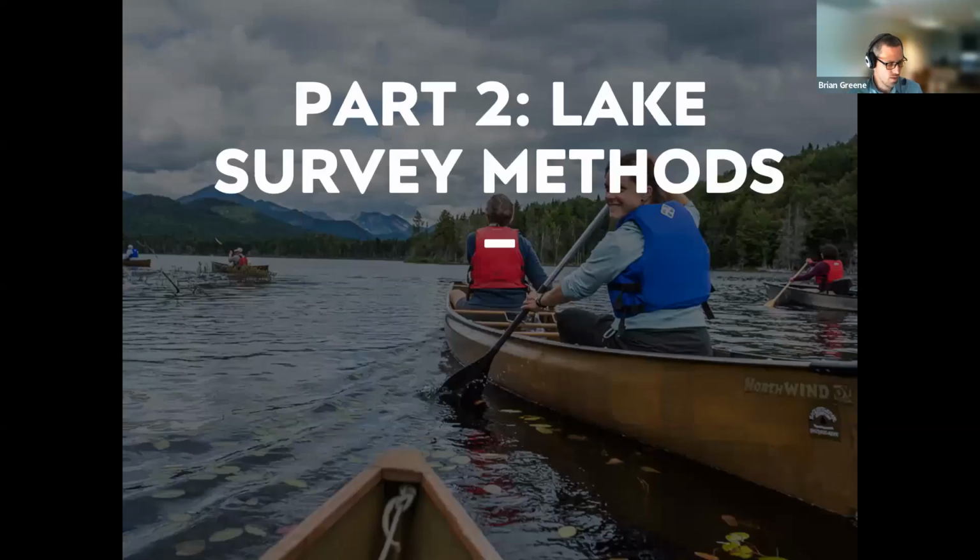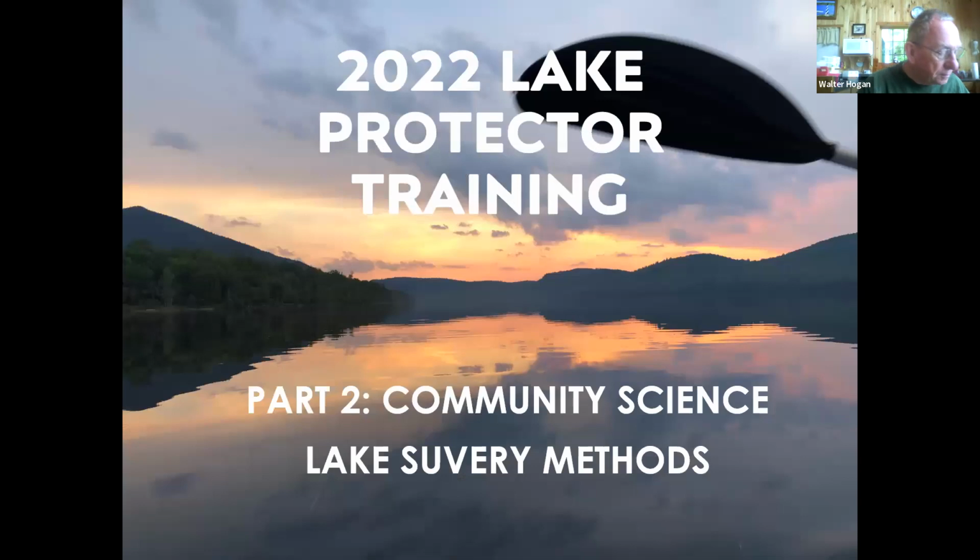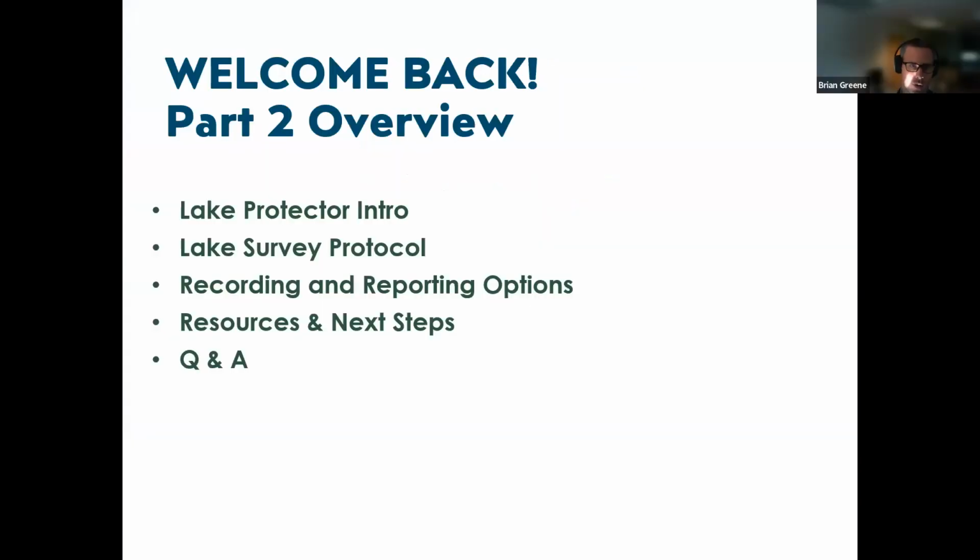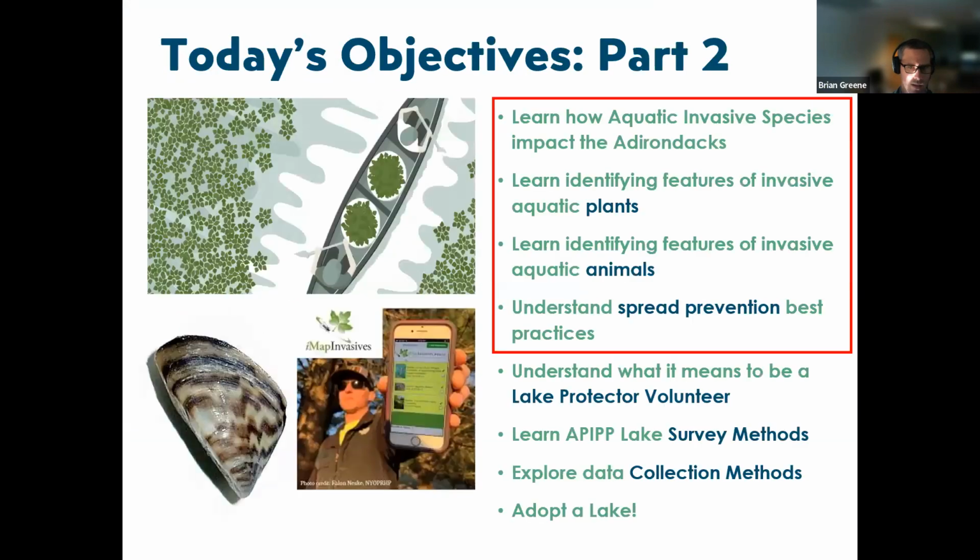Now we're going to talk about the first part. We talked about how to identify the species. Now we're going to talk about how to report the species and how to do the actual lake survey method. So this is kind of the on-the-water portion of it. So we're going to go over the Lake Protectors intro. We'll talk about the survey protocol. We'll talk about recording and reporting. There are different options and ways to do this. And then we'll talk about resources and next steps.